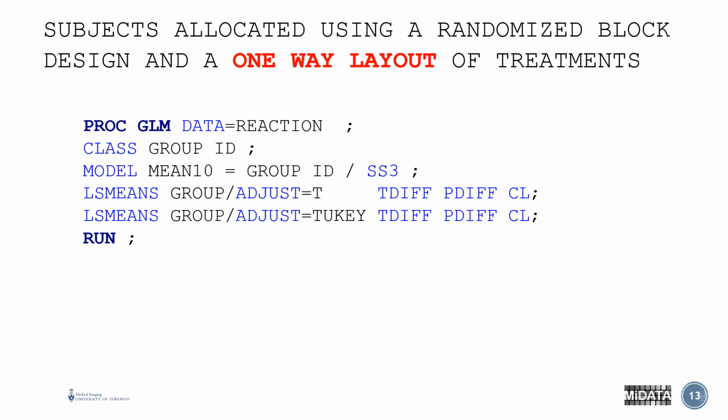Now in this one, we're changing the allocation of treatment. So now we're using a randomized block design with a one-way layout of treatments. So here you'll note that we're back to this group statement, which has the 4 different combinations. But this time we're adding ID, which is your participant. Each participant is going to be a block. And the reason for that is because we're assuming that the participant is providing reaction times for each different combination.